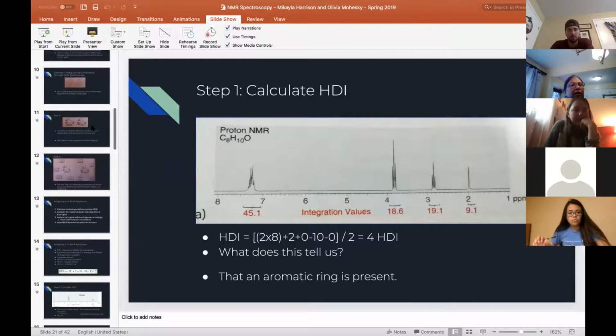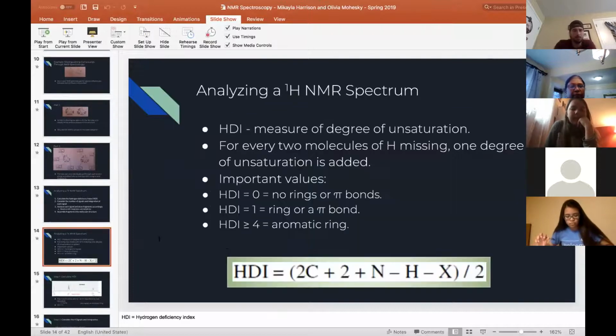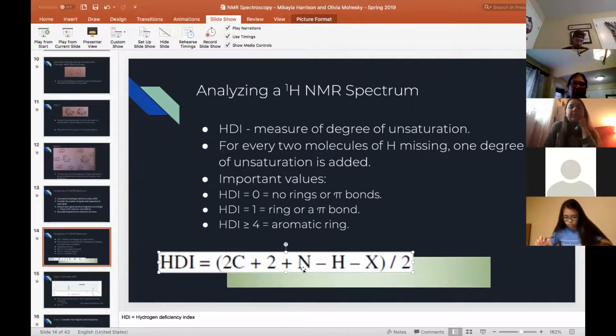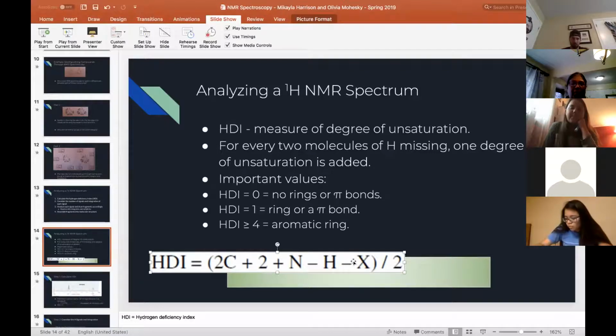Okay, now it is. Okay, so the formula is HDI. Please write down the formula. HDI equals 2 times carbons plus 2 plus nitrogens minus hydrogens minus X. X is like the fluorine. So nitrogen means the number of nitrogens, right? Carbon means the number of carbons. Hydrogen means the number of hydrogens in the formula, and X is the halogen. Yep. Okay.